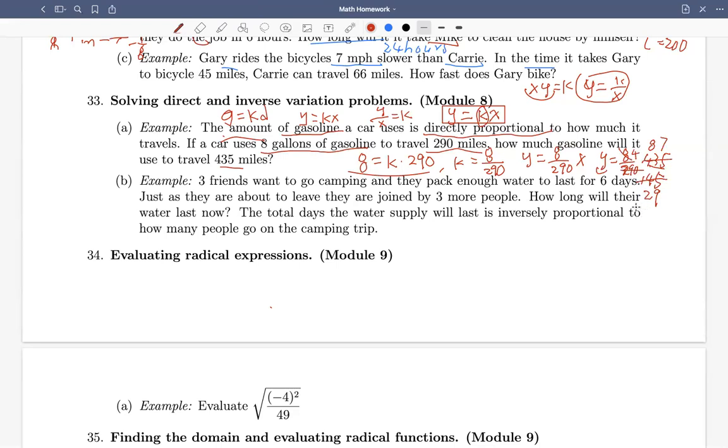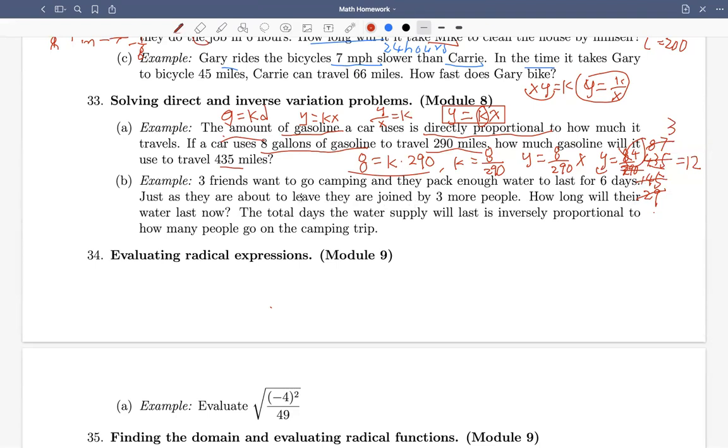So 87 divided by 29. Oh, you see this? 3 times 29 is 87, right? Or to see 29 goes into 87 3 times. Remember, we have 4 here. So 3 times 4, that's 12. Okay, so if the car travels 435 miles, it needs 12 gallons of gasoline.